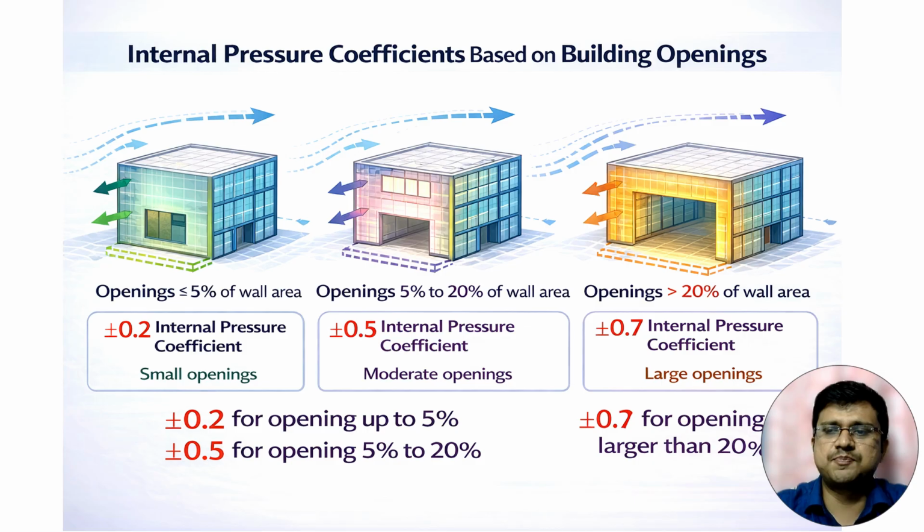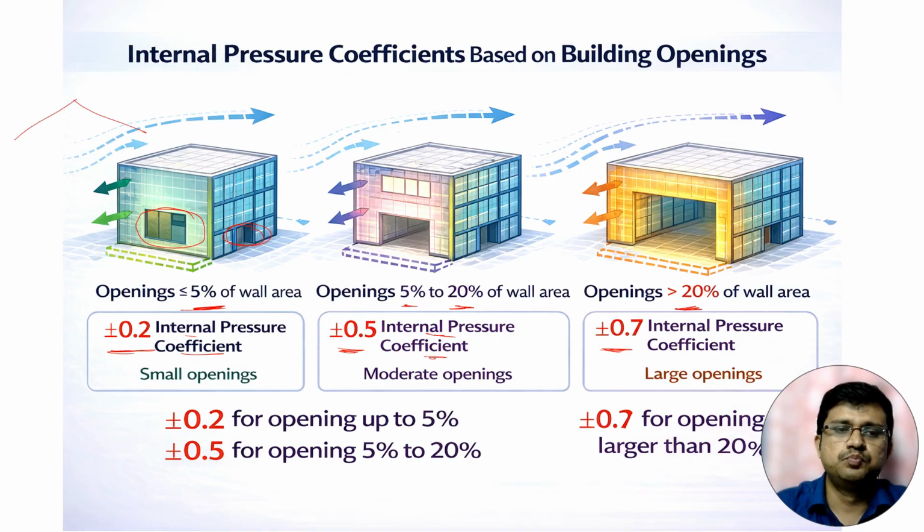So now after calculation of external pressure coefficient, we have to calculate the internal pressure coefficient. And internal pressure coefficient is totally dependent on the opening area of the building. That is, how much percent is the opening area. If the opening area is less than or equal to 5%, then we have to consider internal pressure coefficient of plus minus 0.2. If the opening area is between 5 to 20%, we have to consider the internal pressure coefficient as plus minus 0.5. And if the opening area is greater than 20%, we have to consider the internal pressure coefficient as plus minus 0.7.